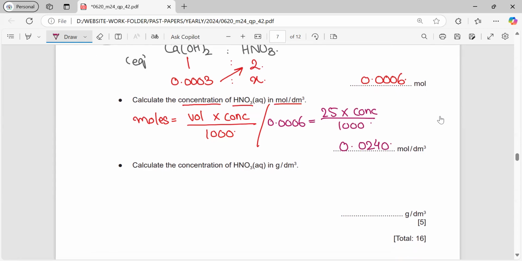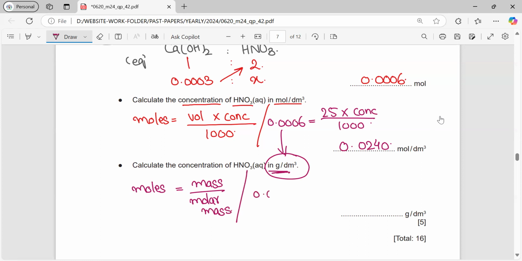And when we want to convert this mole per decimeter cube into gram per decimeter cube, just convert the moles into grams by using the formula. The formula here is moles is equal to mass over molar mass. We'll always use this formula when we have to convert moles into mass.